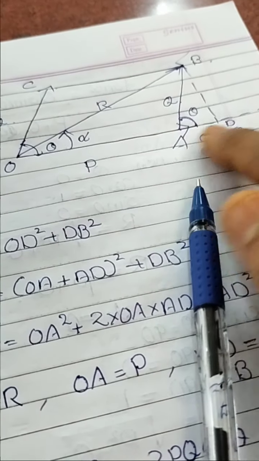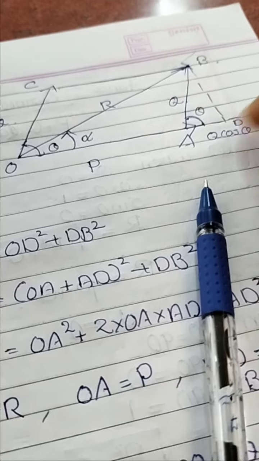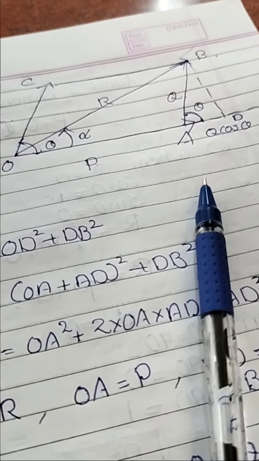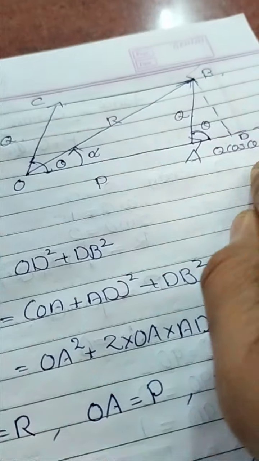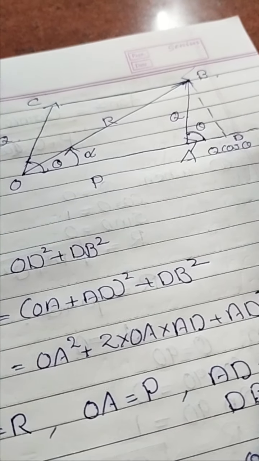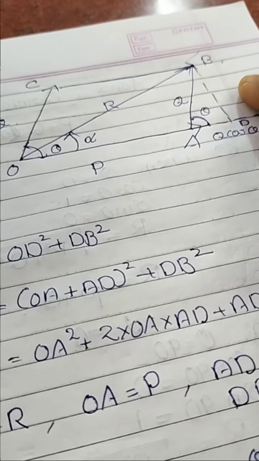So I am just extending this vector P and marking a perpendicular line from the point B. So I am getting a right angle triangle OBD. Right angle triangle OBD. Okay, this is the base. OD is the base, BD is the perpendicular, and OB is the diagonal. The diagonal is our result. So I am writing like that.